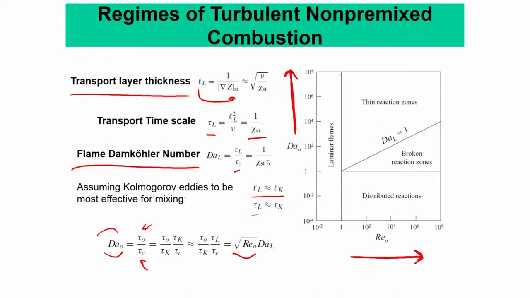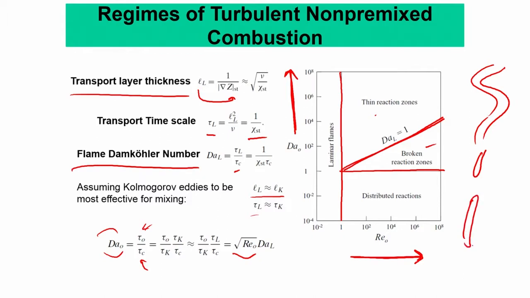When the Reynolds number is small, all flames will be laminar. When the Damköhler number is large, you essentially have thin reaction zones, with flames that are wrinkled and folded by the turbulence. As you reduce the Damköhler number, you have broken reaction zones. When you cross the flame Damköhler number equal to one line, you have broken reaction zones where the reactions get detached, and then you have distributed reaction zones, where reactions happen in different spots.